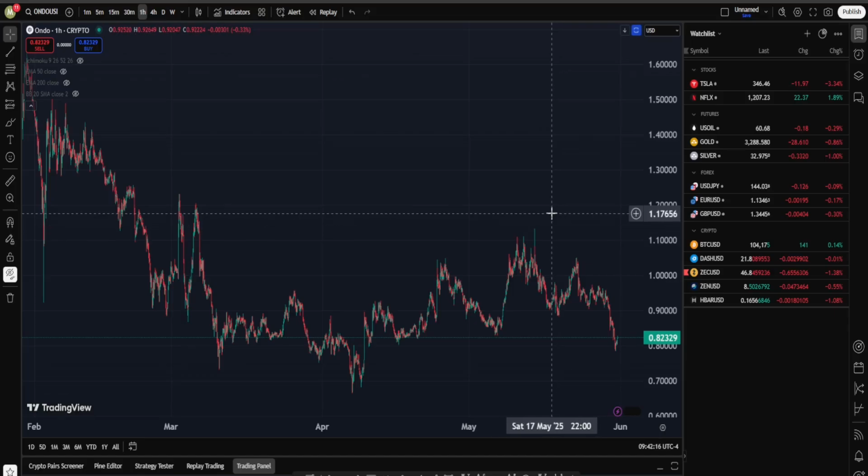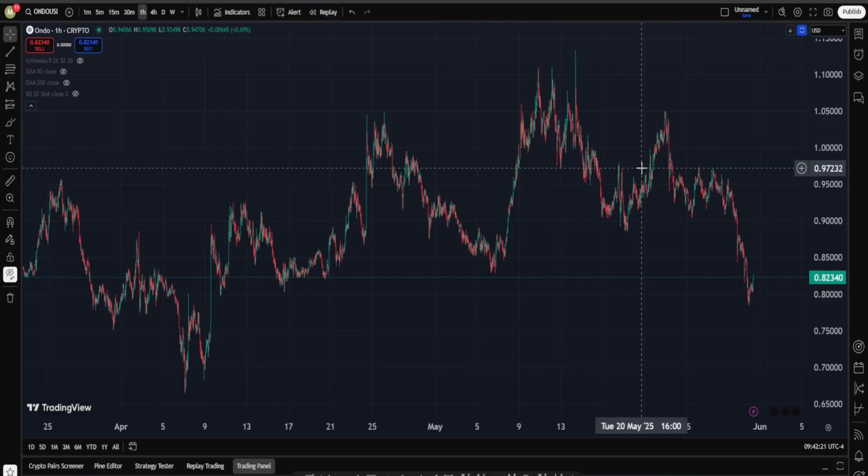Okay, hi everyone, welcome back, and in this update we are going to check out Ondo's price chart. In the past 48 hours a lot has changed in here, but unfortunately not for the better.